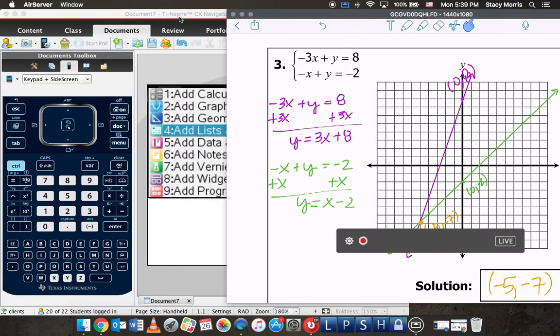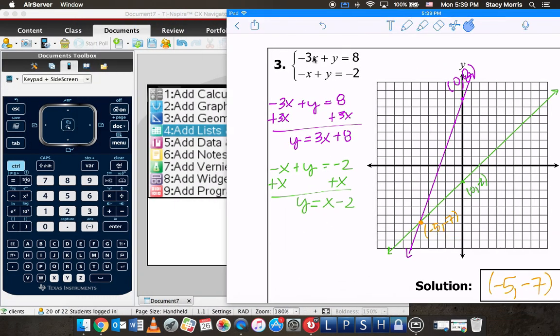Okay, so using my calculator, I can check this. So you could graph these as relations, and it would just basically graph it for you. You could graph your y equals lines that you got, confirm that they're the same, and then you can actually use your calculator to find the intersection. So I'm going to show you how to do all of that real quick.